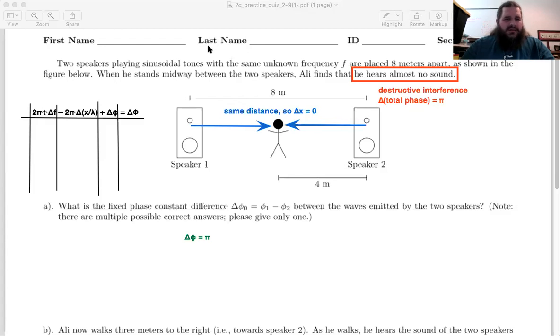So if we start filling in the values here, we know there's no difference in frequency. And of course, the waves are arriving at your ears at the same time. In this particular case, there's also no difference in path length. The waves are traveling the same distance and they have the same wavelength. But we know that there's a total phase difference of pi because it's destructive interference. And the only way for this to work then is if the difference in little phi is also pi, because 0 plus 0 plus pi equals pi.